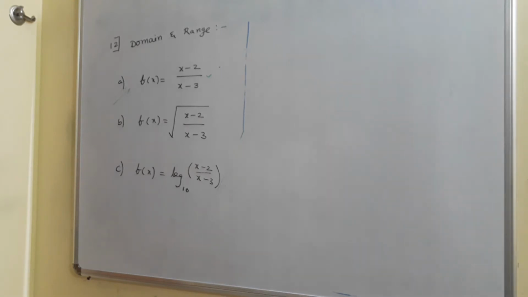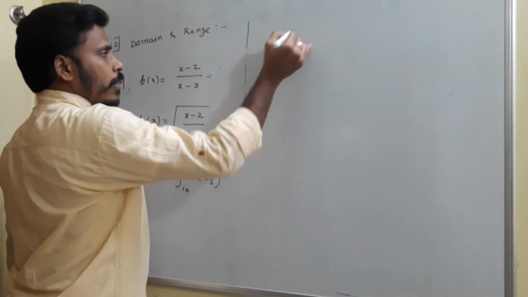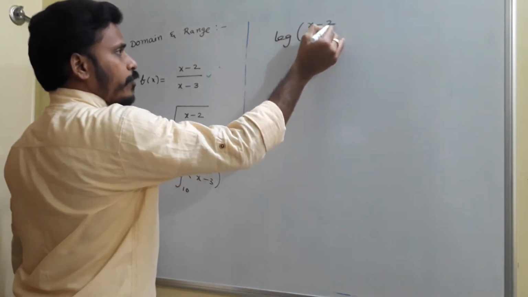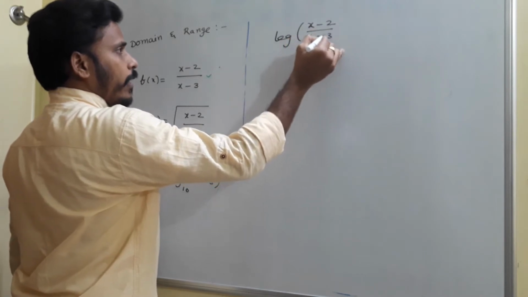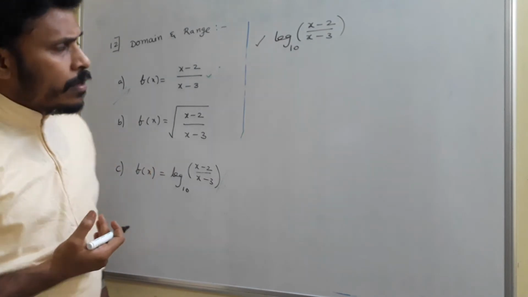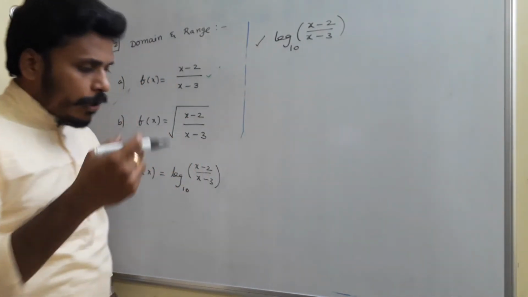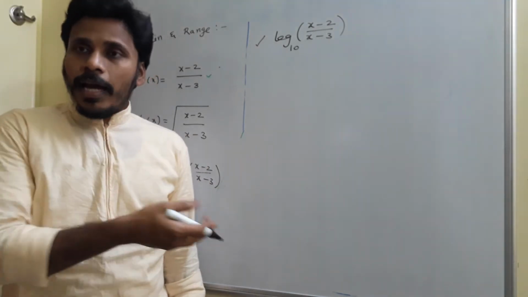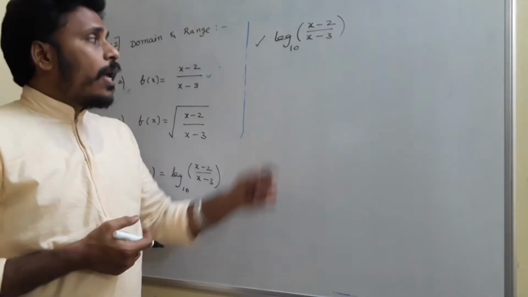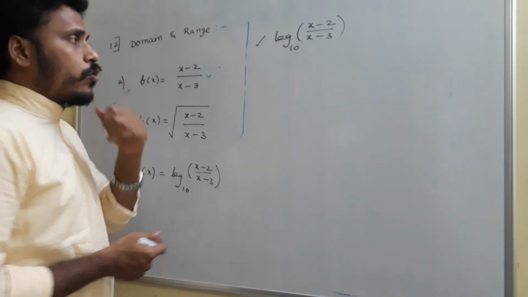Then see: logarithm of x minus 2 by x minus 3, base 10. Logarithm of x minus 2 divided by x minus 3, base 10. Again, to find the domain for this function, we need previous knowledge related to logarithms. As we discussed in the previous classes, logarithm exists only for positive numbers.